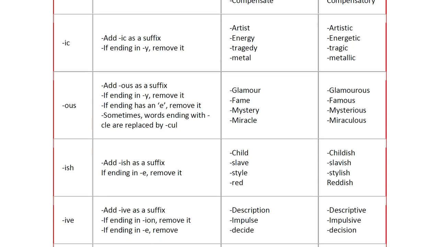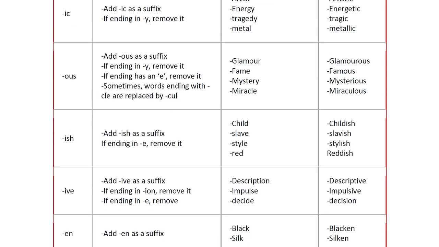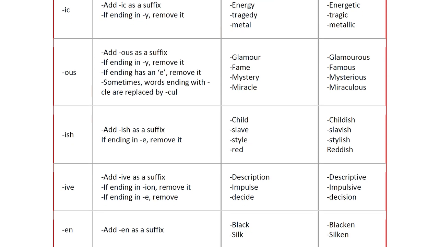Okay. Now OUS as a suffix. And what is the rule? If it's ending with Y, remove it. If it's ending with E, also remove it. And words ending with CLE are replaced with CUL. Okay. Glamour. You don't have to do anything, just add OUS. Fame. Remove the E, so you remove E and add OUS.